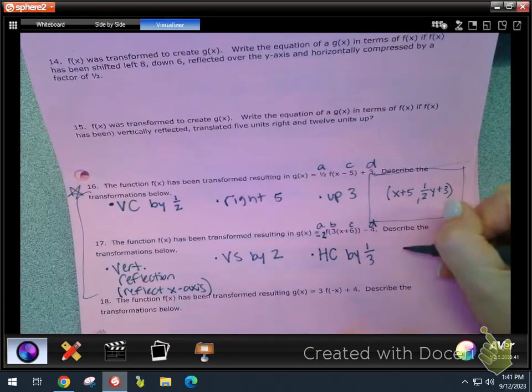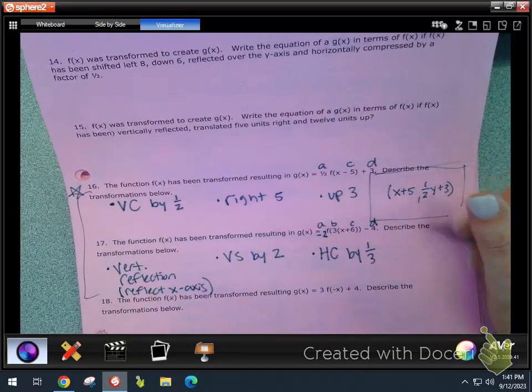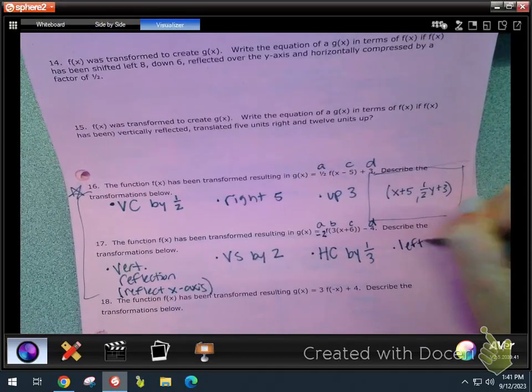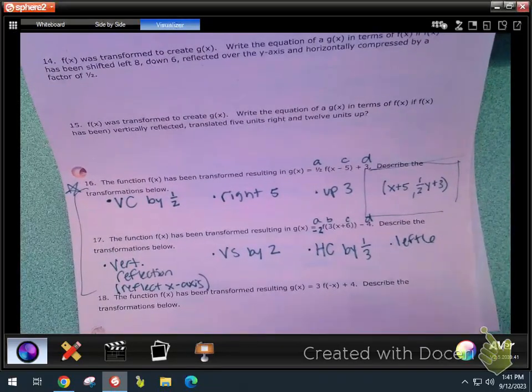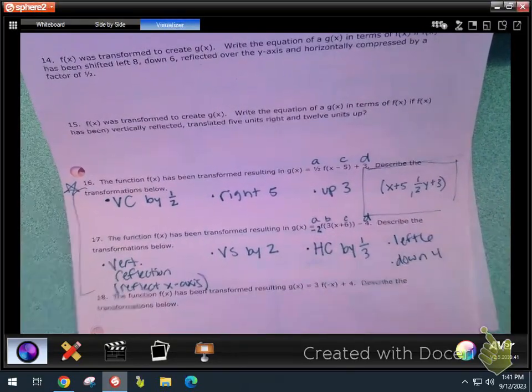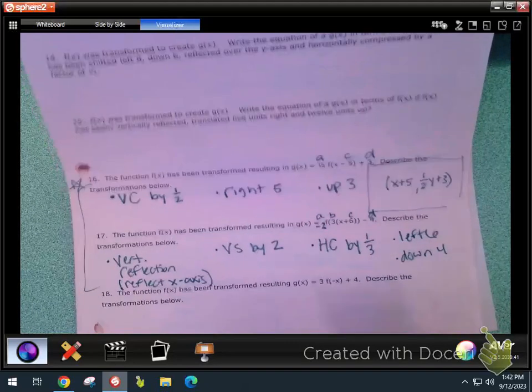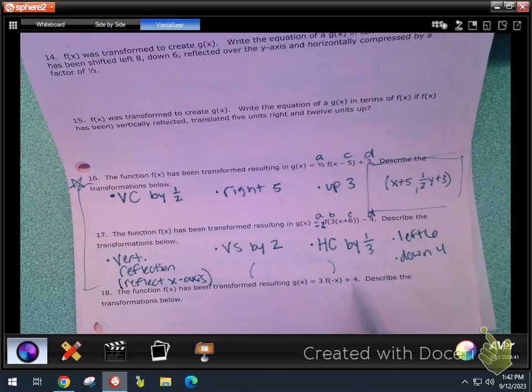Plus 6 on the inside. That's a slide, but it's inside. So which way are we going? Minus 4 on the outside. Down 4. So what would your rule look like in your table?